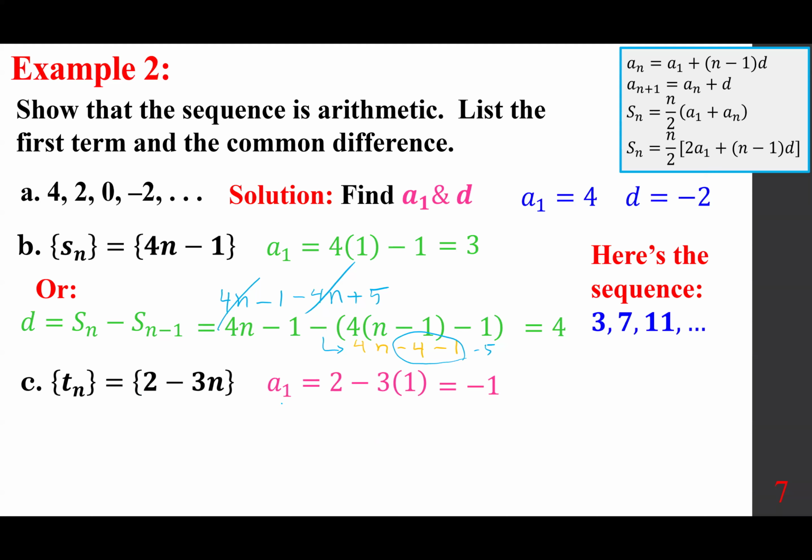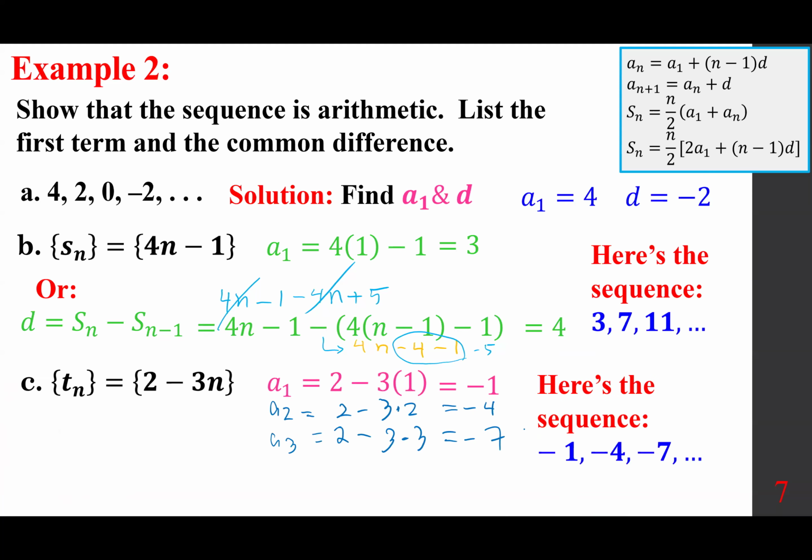Let's write the second one. So let me use a different color. A sub 2 would be 2 minus 3 times 2. Now n is 2. So 2 minus 6 is minus 4. Write one more. 2 minus 3 times 3. 3 times 3 is 9. 2 minus 9 is minus 7.